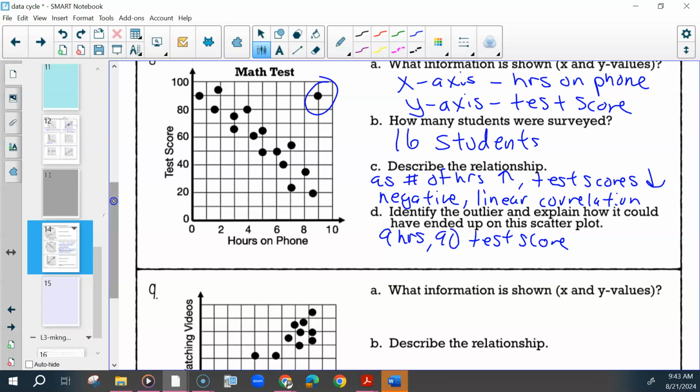And how could it have ended up on the scatter plot? Why are they an outlier? What could have happened for them to still be on their phone this amount of time and get this score? Okay. Maybe they're on this study. So maybe not on TikTok or Facebook or anything like that. They were actually on their phone studying, and maybe that's why they got such a good grade. Any other reasons? Maybe they're just really smart. Okay. Possible. Yes, Matthew? They probably cheated. Or they cheated. All of those are great answers, okay? So when we think about outliers like that, we have to think about what could have really happened to make this outlier.